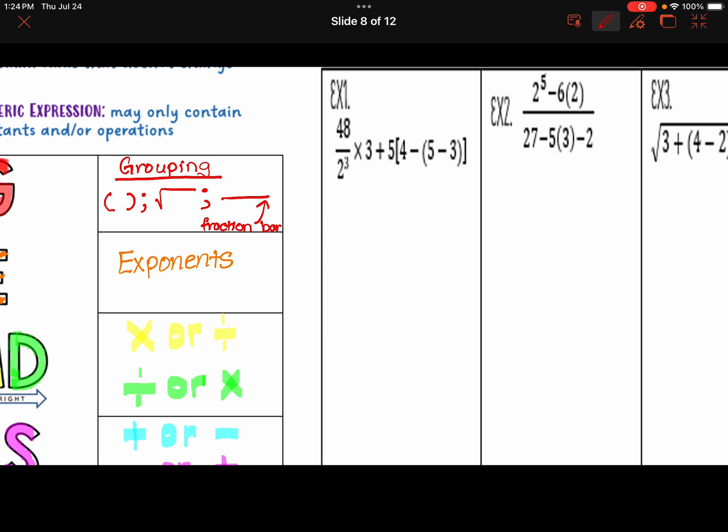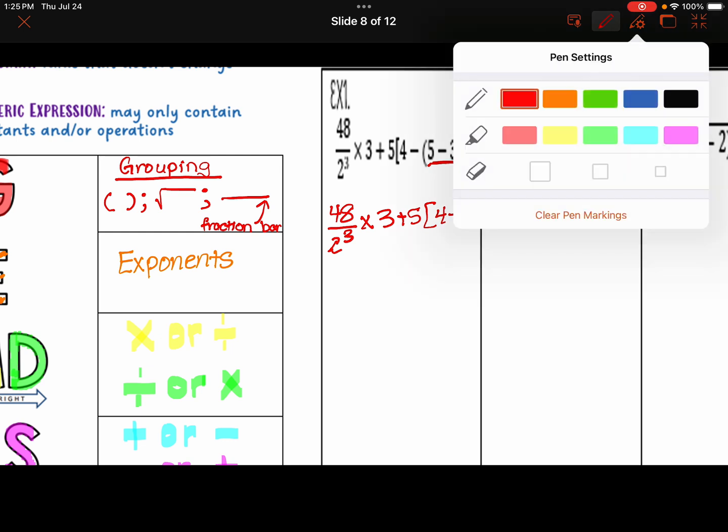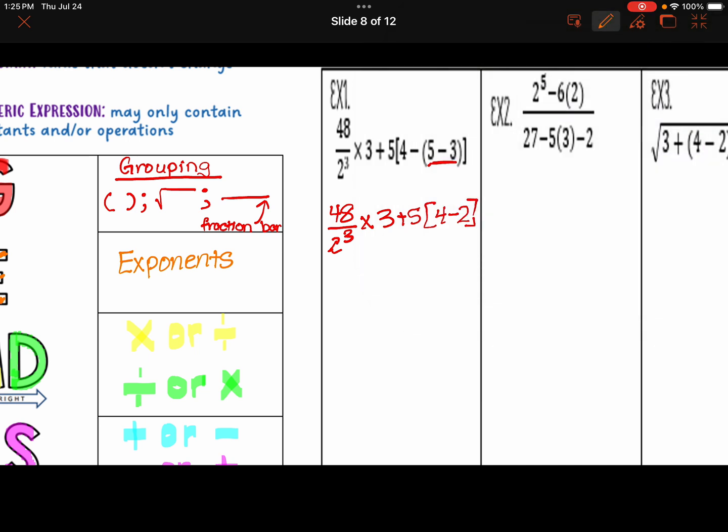So first thing I'm going to do is I'm going to go inside that grouping symbol, and I am going to go ahead and simplify that. So right now I've got 48 over 2 cubed times 3 plus 5 times 4 minus, and 5 minus 3 is 2. Okay, so now I'm going to stay inside of that grouping symbol. And remember, this fraction bar is also considered a grouping symbol, so we can simplify top and bottom.